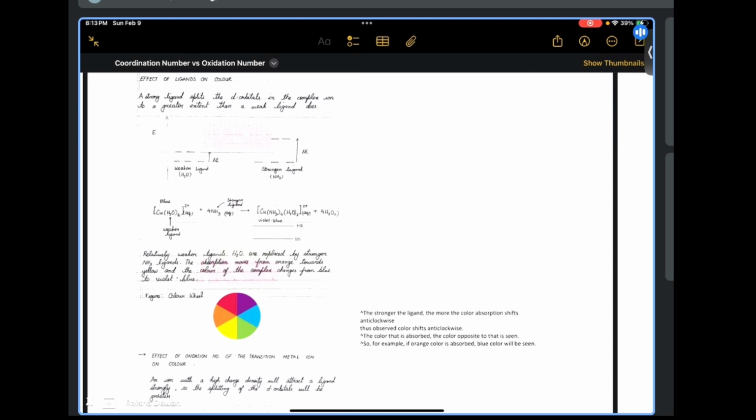Coordination number, shapes of complexes, linear, tetrahedral.